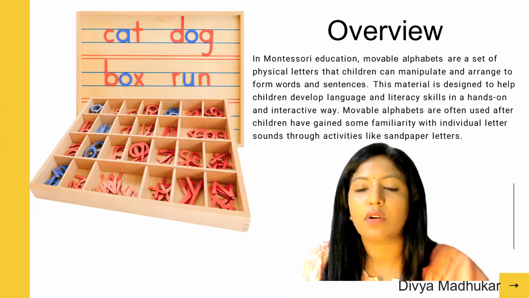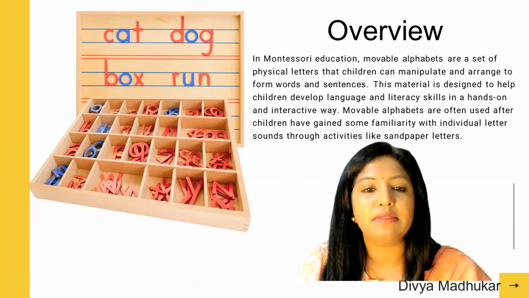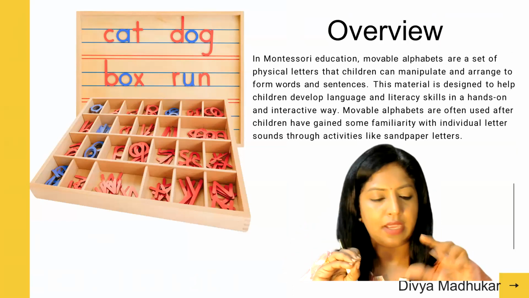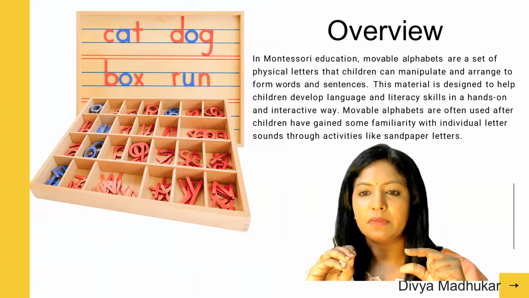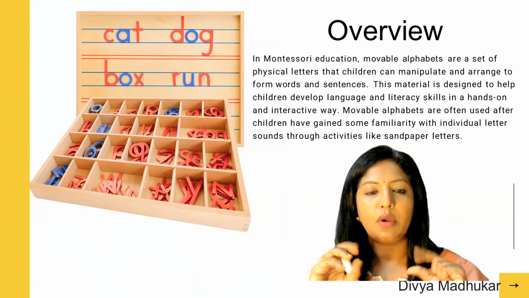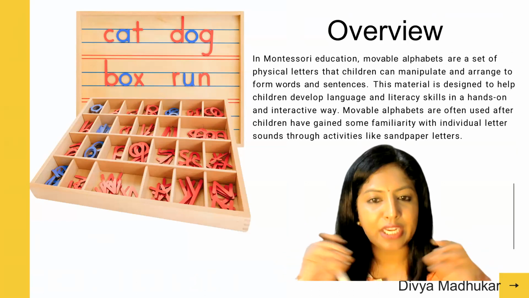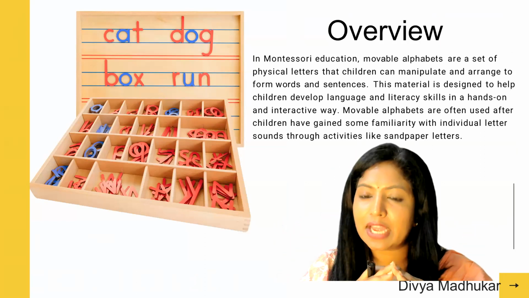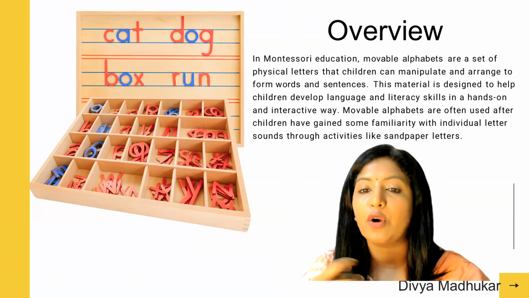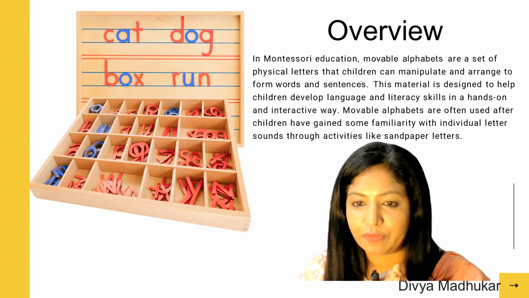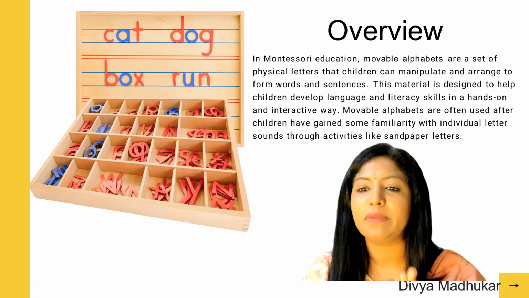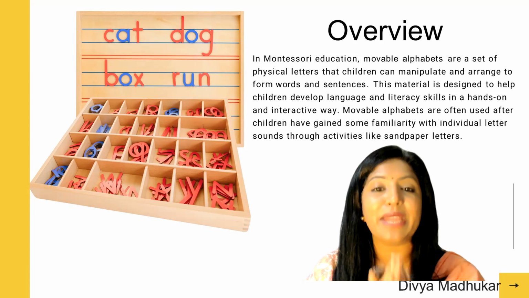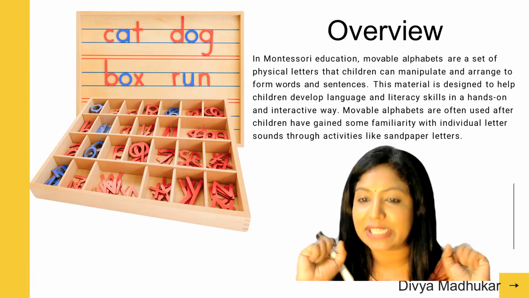First, let's understand what this movable alphabet is. In simple language, they are physical letters. Every time I move a letter, the child is trying to manipulate the letter. Why do we use these individual letters? So that the child is able to make a word, then a sentence, and slowly we can ask the child to develop a paragraph out of it. This movable alphabet is designed in such a way that children will be able to develop their language and literacy skills.